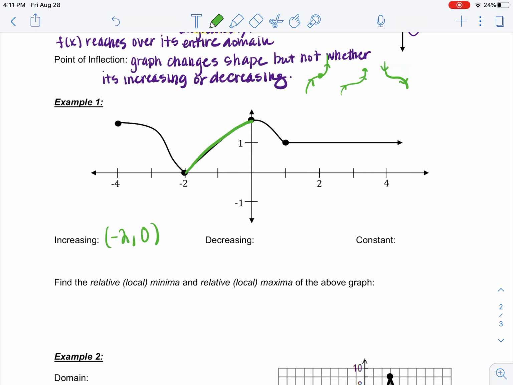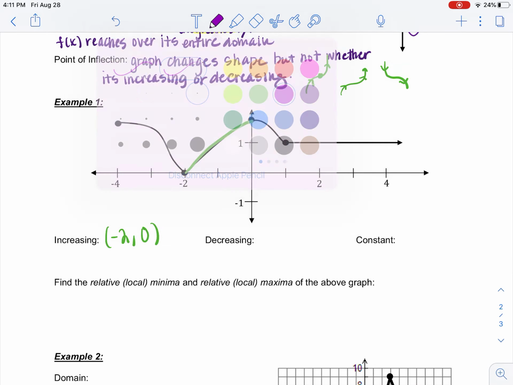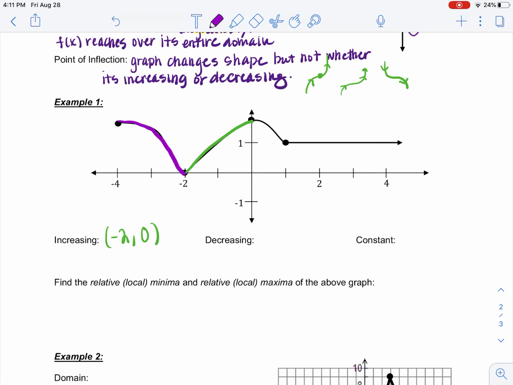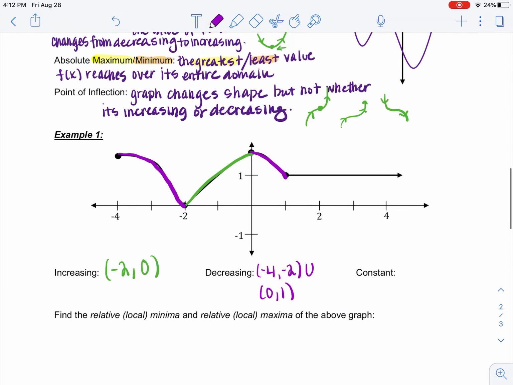Now, let's do the interval or intervals on which it's decreasing. So let me change colors here. It's decreasing here. It's decreasing here. So now I'm going to write those intervals. The first one's from -4 to -2. And then there's a union because also I'm going to say that it is decreasing from 0 to 1. Last but not least, where is it constant? Constant from here and then forever. So it's constant on the interval of 1 to infinity.